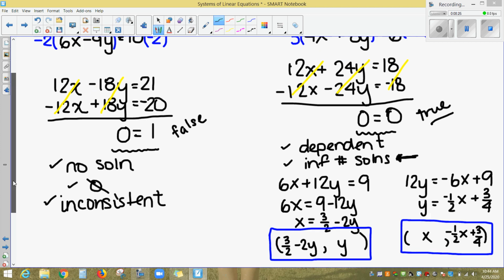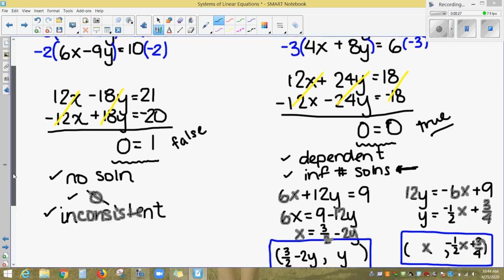It wouldn't hurt for you to try it, just so you believe me and so you can see that it really works. If you use this equation instead, if you solve it for x, you should get 3 halves minus 2y. If you solve it for y, you should get y equals negative 1/2 x plus 3/4. These two lines are the same line. So it doesn't matter which equation you pick or which letter you solve for. Either give me the stuff in the left blue box or the right blue box. Don't just tell me there's infinite solutions. Tell me what they are. Hopefully that gets you started on the dependent and inconsistent.